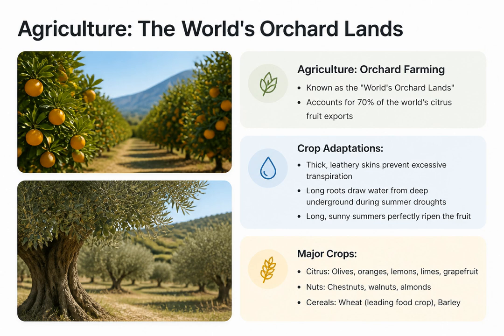Citrus fruits like oranges, lemons, and olives are perfectly adapted here. Their thick, leathery skins prevent water loss, and the trees have incredibly long taproots to survive the summer drought. The long, cloudless summers are exactly what's needed to ripen the fruit to perfection. Alongside citrus, farmers grow deep-rooted nut trees like walnuts and almonds, and cultivate winter cereals like wheat and barley.